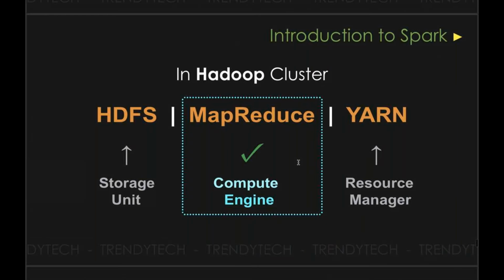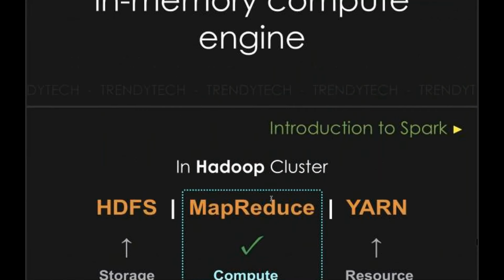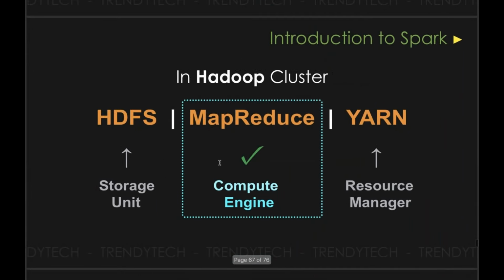Now tell me, what are the three things Hadoop gives you? Hadoop gives you HDFS, MapReduce, and YARN. These are the three core components of Hadoop. Now HDFS is the storage unit, we know. MapReduce is the computation unit, and YARN is the resource manager. We know this very well, we have covered it. So what is the compute engine here? MapReduce. Now what we say, Spark is nothing but a general purpose in-memory compute engine, right?